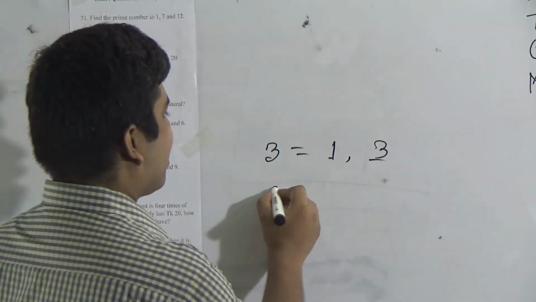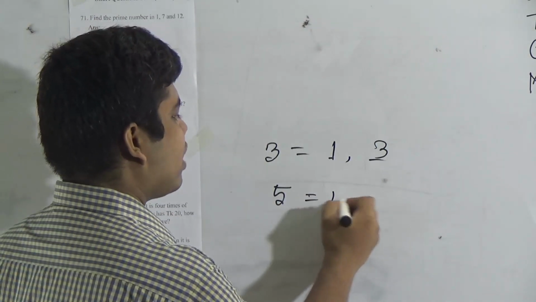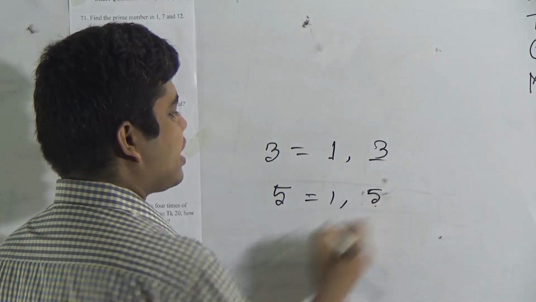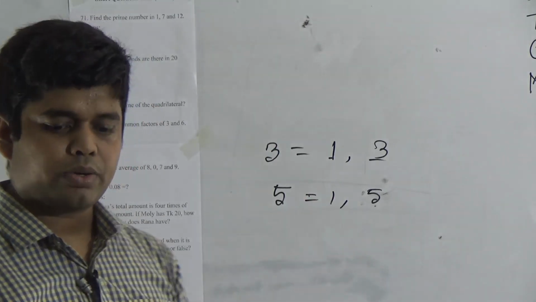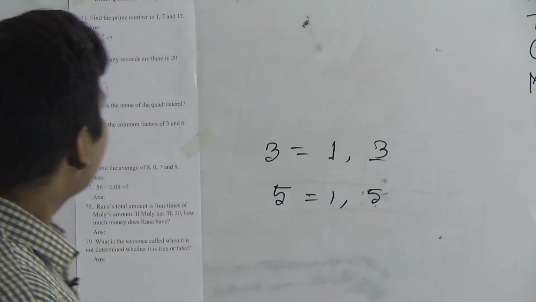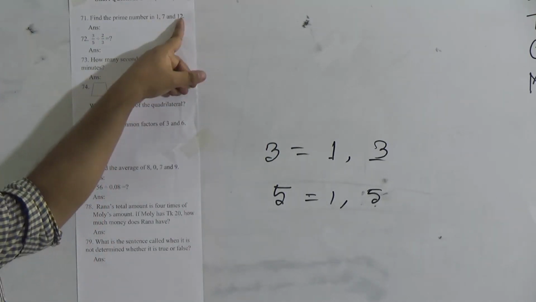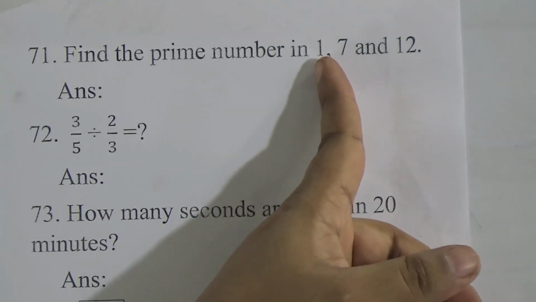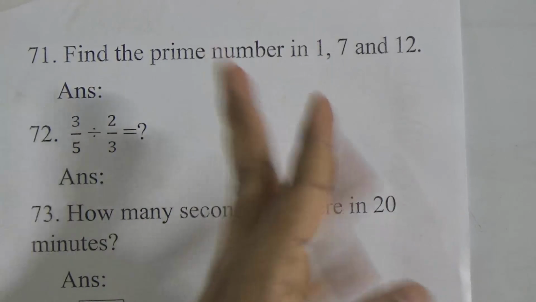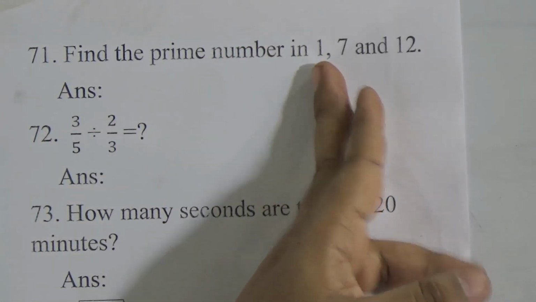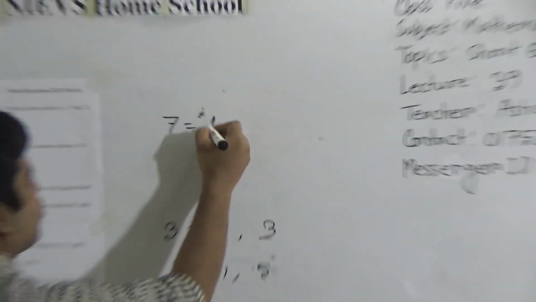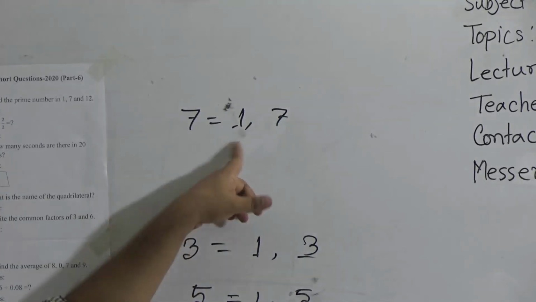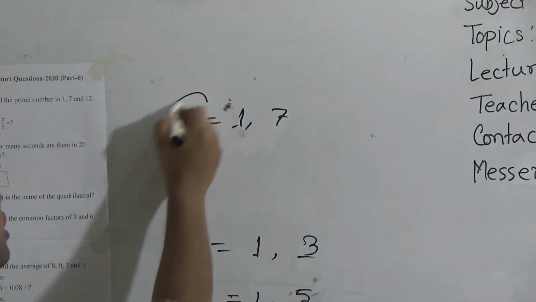Just like 3. 5 also, 5 has 1 and 5, so it has only two divisors. For this reason we call 3 and 5 both prime numbers. So in a similar way we find the prime numbers among 1, 7 and 12. From the definition we have already learned a number must be greater than 1. For this reason 1 is not a prime number. So next one, 7. 1 and 7, it has only two factors, 1 and itself. For this reason we call 7 a prime number.